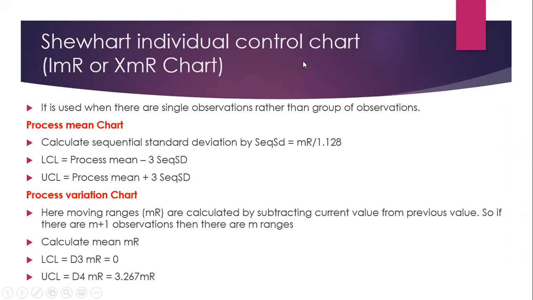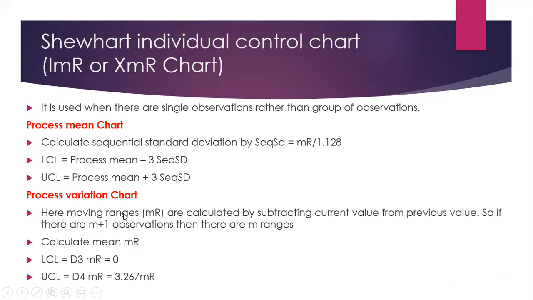Then the CUSUM individual control chart. It is used when there are single observations rather than groups of observations. So if there are m samples and each sample includes a single observation, we can use the individual control chart. In this, we calculate the sequential standard deviation by using this formula and we get the lower and upper control limits. What is the MR?